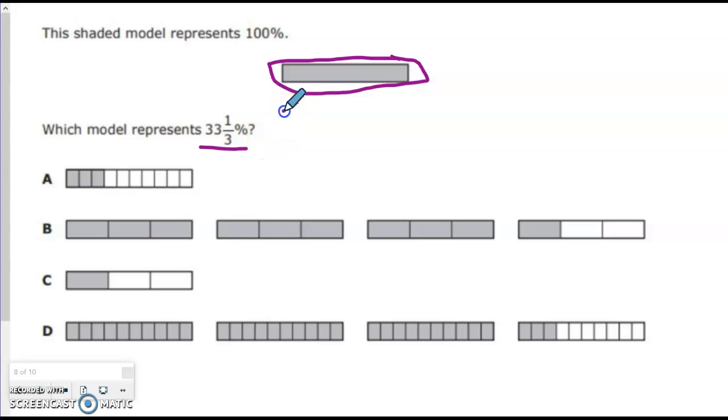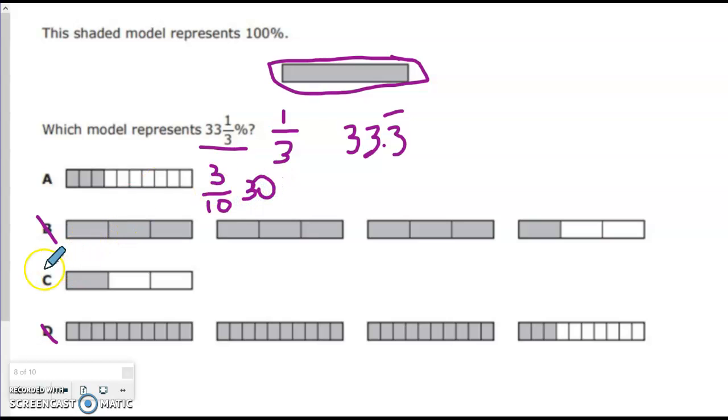And we should remember, I hope by now, that 33 1/3 is the same thing as 33 with a repeating 3. That percentage is equal to the fraction 1/3. So looking at our choices, if the whole thing is 100%, we only have 33 1/3%, so we definitely couldn't have any full bars shaded in. A looks like about 1/3, but it has 3 out of 10, which would be 3/10 or 30%. So that's not going to do it. We have to go with C, which is exactly 1/3.